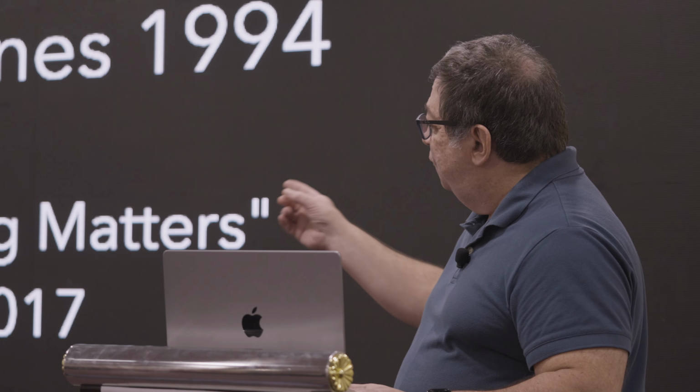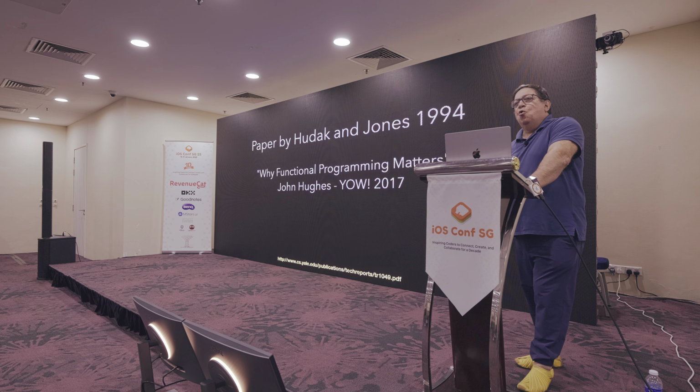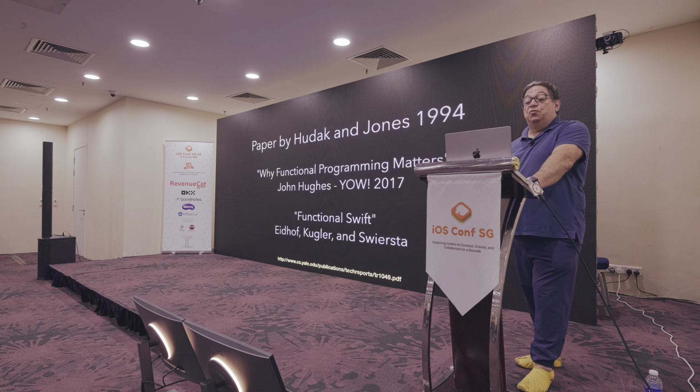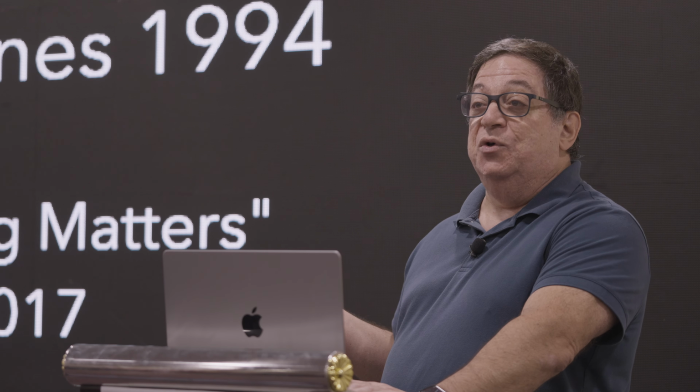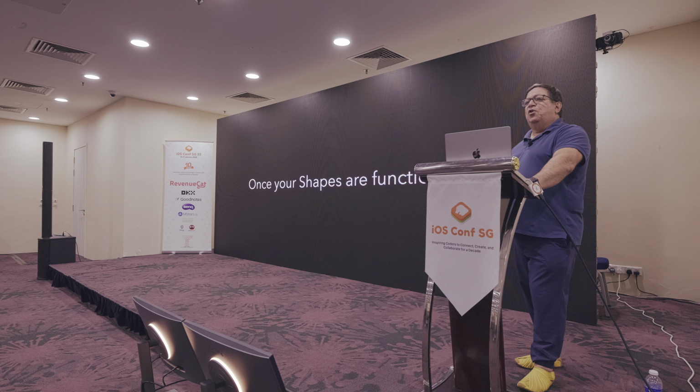You might have seen this in a great talk by John Hughes, Why Functional Programming Matters, or if you ever got the book Functional Swift by the objc.io guys, this is the first example that they refer to in that book. It's a very famous example that goes back to the 90s. And the idea is that once your shapes are functions, it's very easy to combine them.